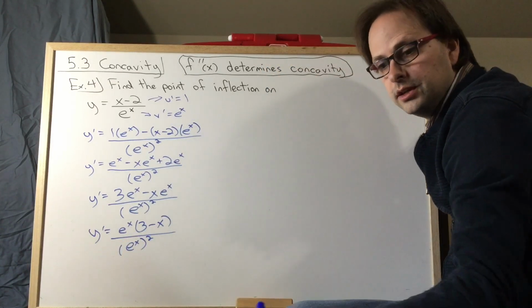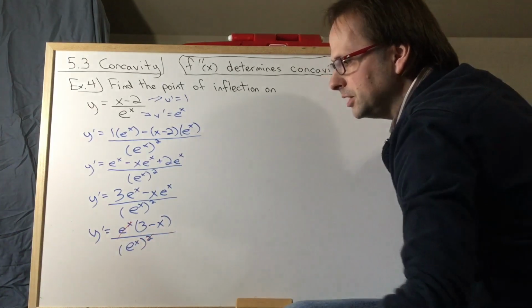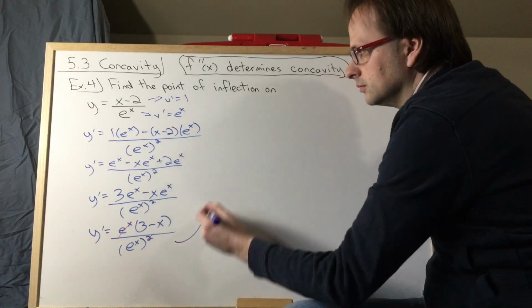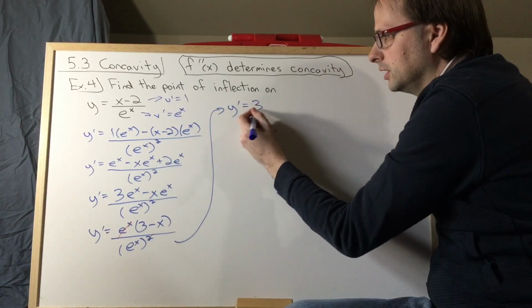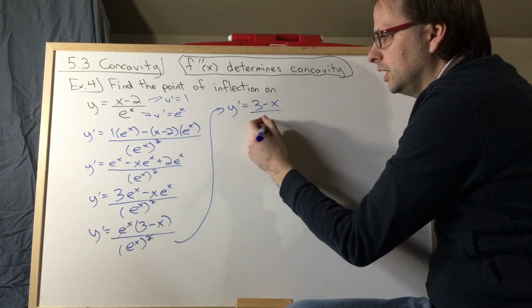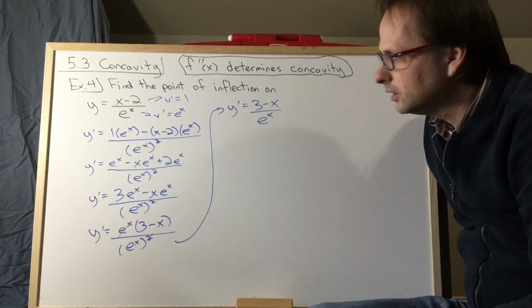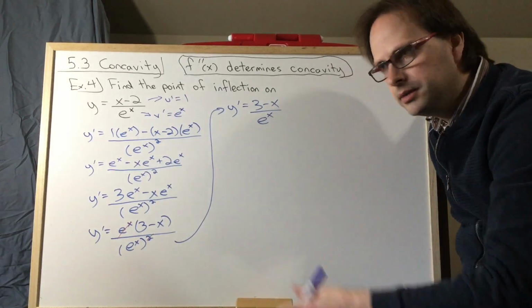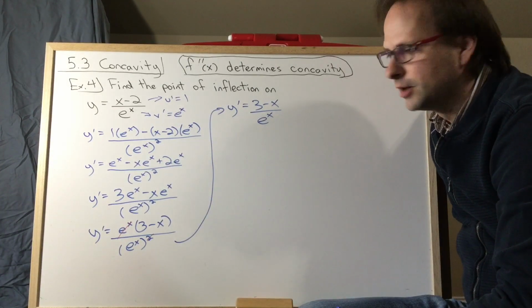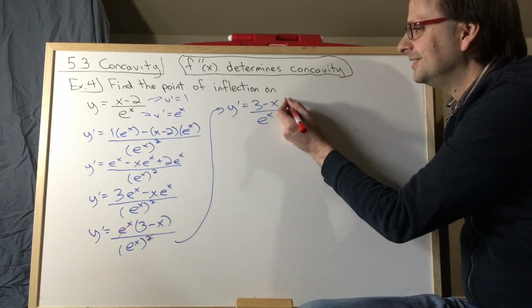Okay, now you can see that there is some reducing that can happen. And I get y prime is 3 minus x over e to the x. That was a little bit painful, but not too bad. We're not done yet, though. This would help us find a max or a min. It won't help us find points of inflection. We got to go again.